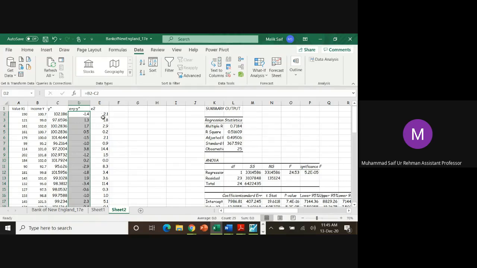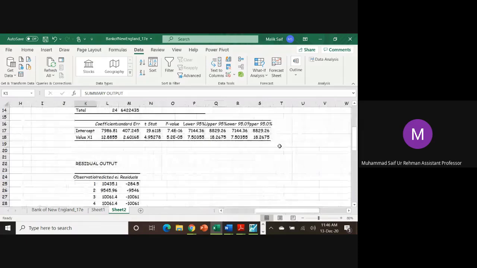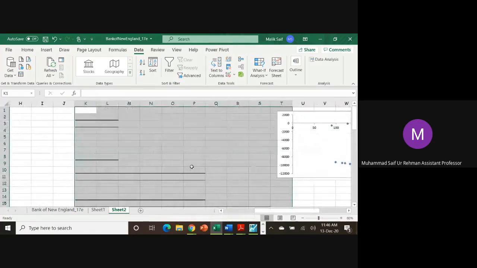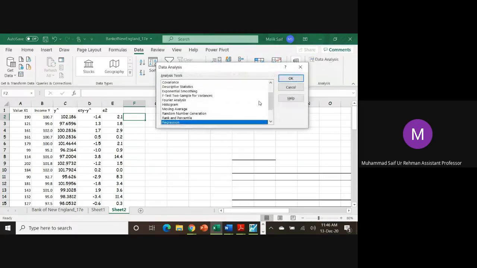Now if you are going to regress x1 on e2, e square basically. What will be e square? E square is D2 square. So this series is correct. Now let me find the regression results if you are interested in regressing x1 on e2. So data analysis, regression.